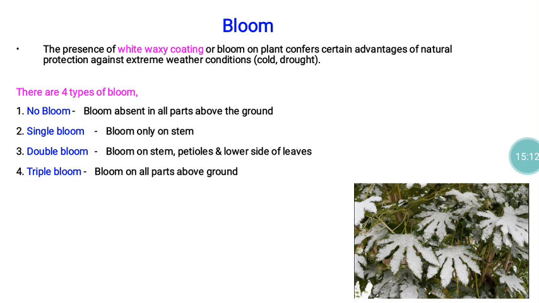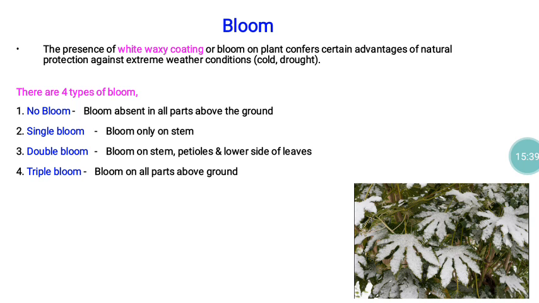No bloom category: here the bloom does not occur on any part of the stem, leaf or plant. Single bloom: the blooming occurs only on the stem. Double bloom: the bloom is on the stem, petioles and lower side of the leaves. Triple bloom means the white waxy layer appears on all above-ground parts of the plant. So that is triple bloom.